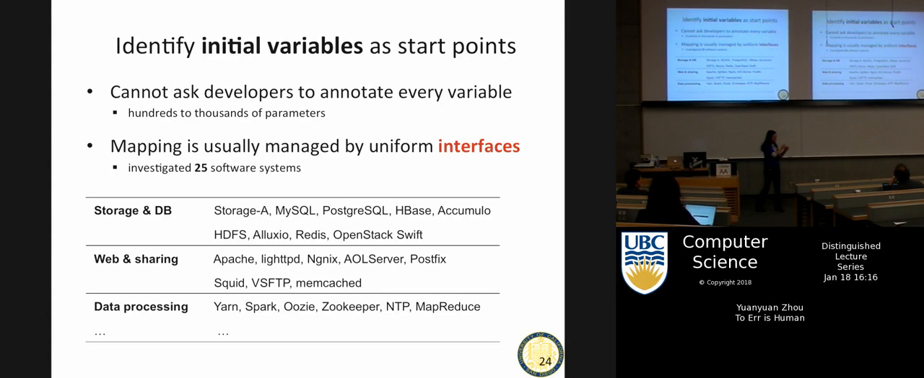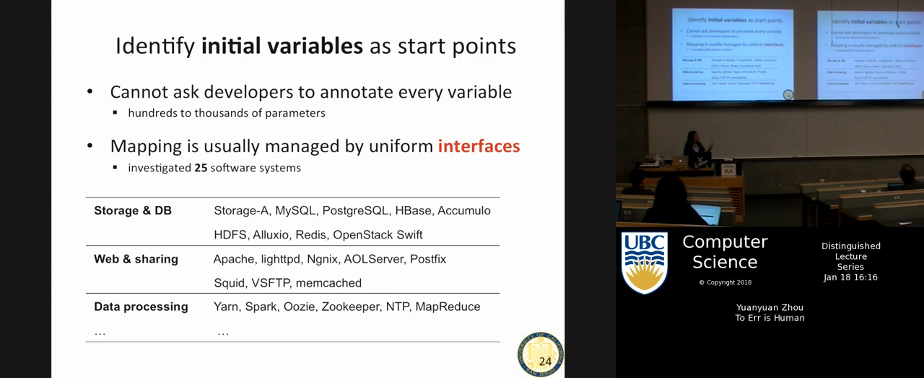One is that they have a big data structure for all the configuration parameters, or they have a parsing function that can parse every configuration parameter. I will not go into detail here. The point is that there are only three ways for us to be able to identify the initial variables.